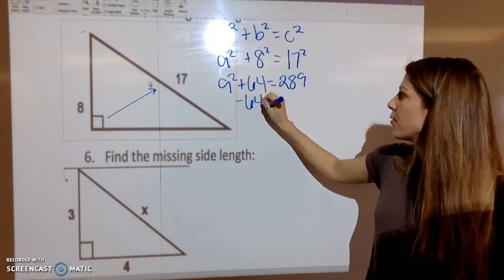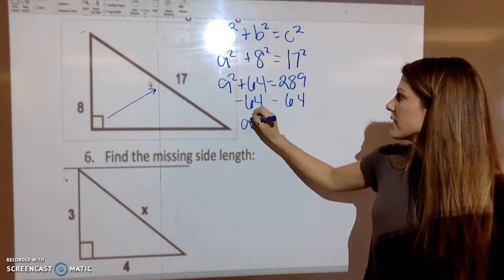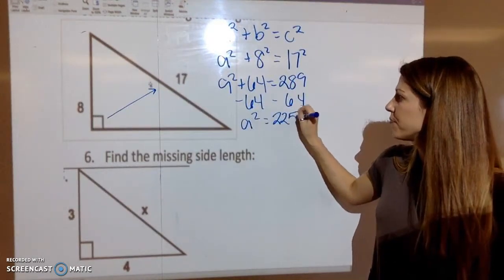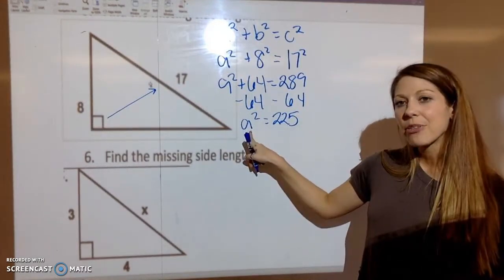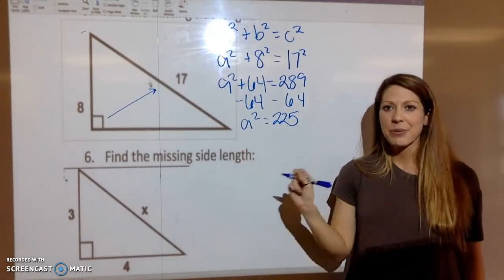Then we subtract 64. So A squared is 225. To get A all the way by itself, to get rid of that squared, now we take the square root of both sides.